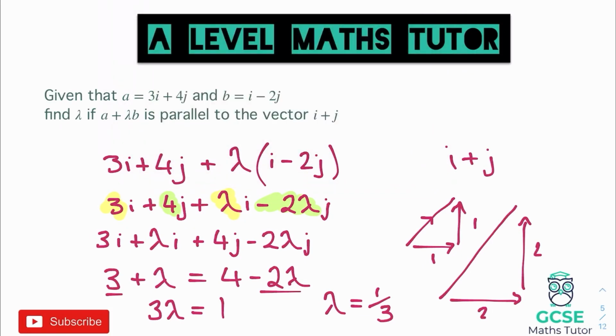And there's our final answer for that question. Find lambda to make sure that they're parallel. So there we go. Substituting in lambda would ensure that the coefficients of i and j are equal and therefore parallel to our line there. Okay, so there's one question. Let's have a look at another one.